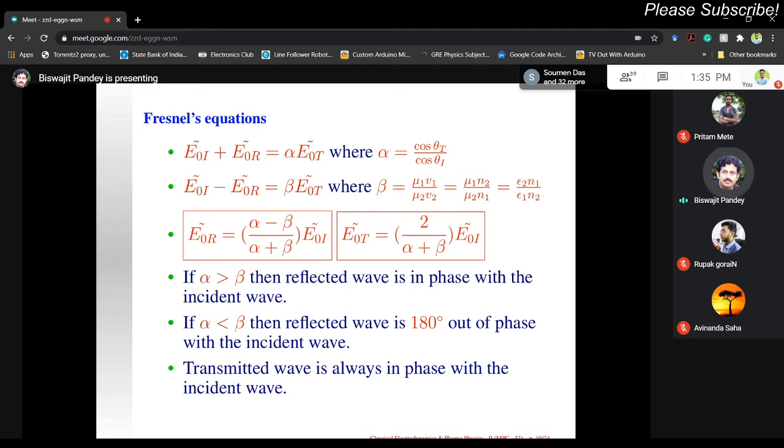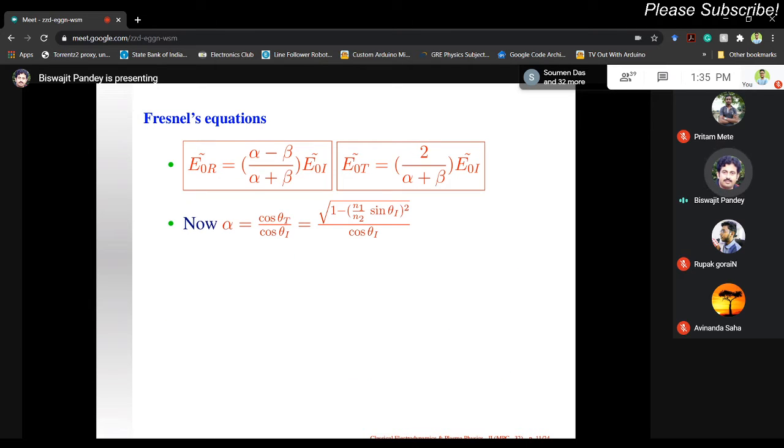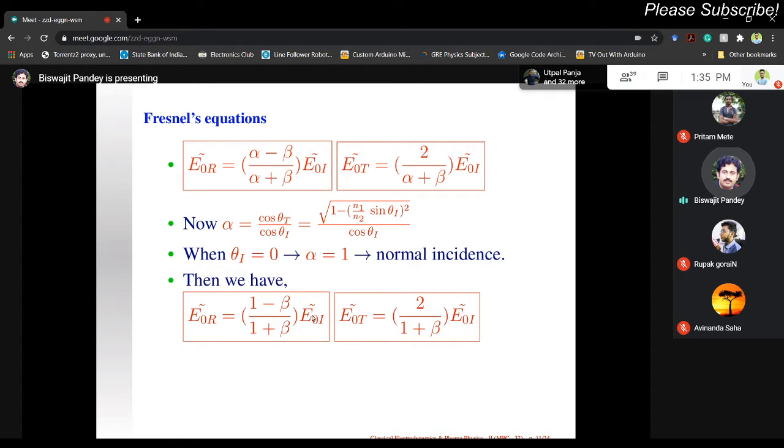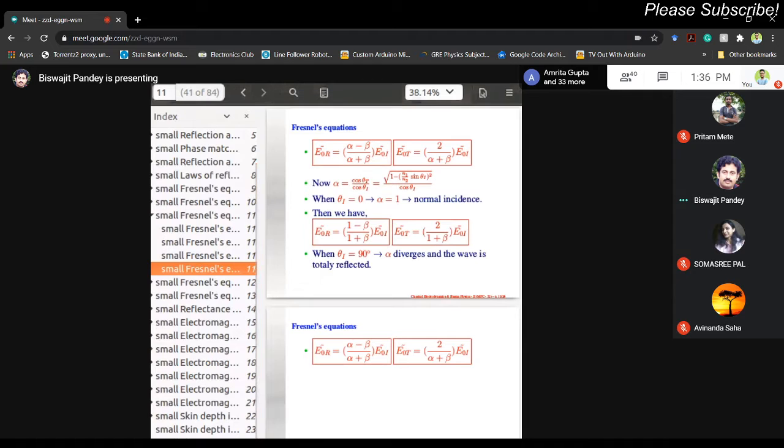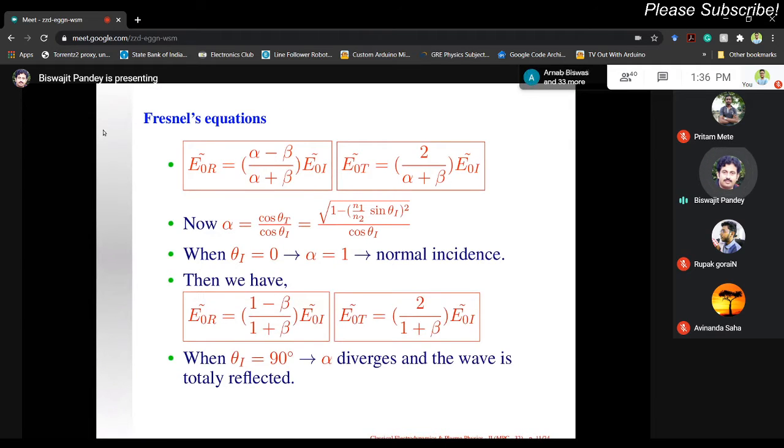And then we discussed alpha and beta in these Fresnel equations. We saw that if alpha is 1, that corresponds to the case of normal incidence, so we get back the equation that we derived earlier. There is another case: if the incident angle is 90 degrees, then alpha diverges, and you can see that the entire light is reflected, and there is nearly no transmitted component.